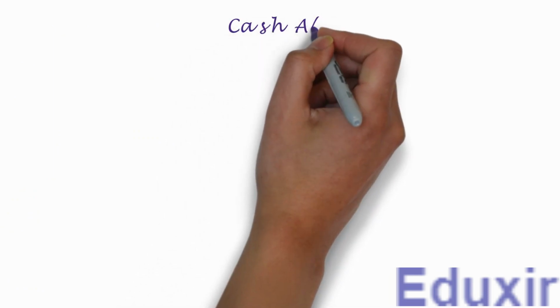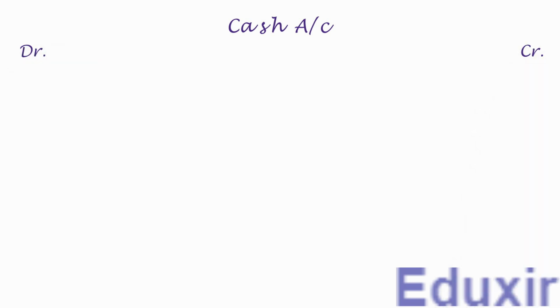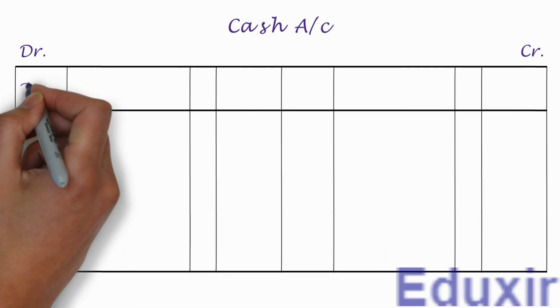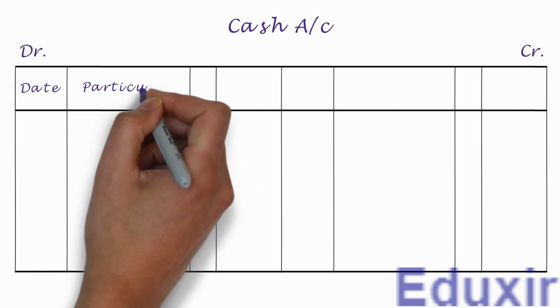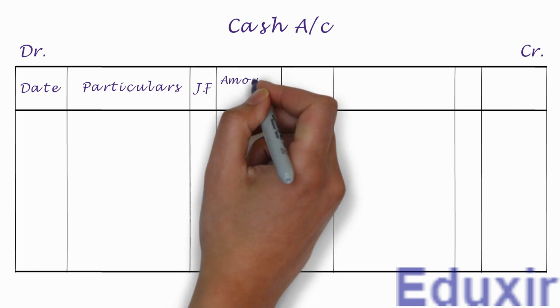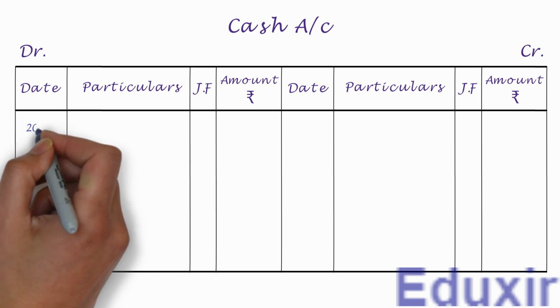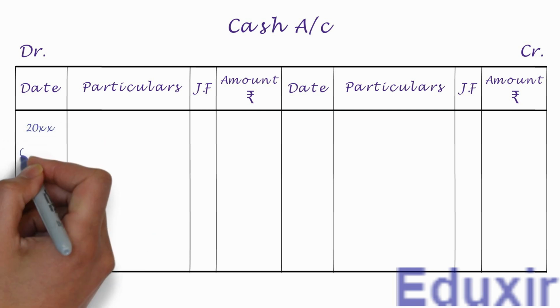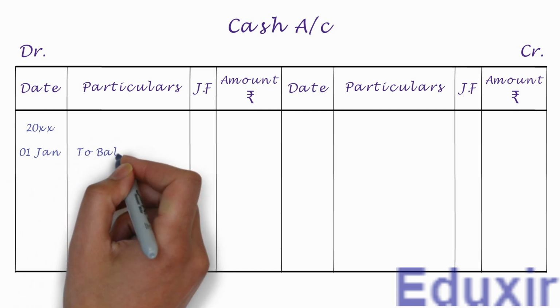Let us first write the title as cash account. Let us then write the headers DR and CR to designate the debit and credit sides respectively. Let us now have the column headings for date, particulars, journal folio, and amount in rupees on the debit side. Let us have the same columns on the credit side also. Now on the debit side, let us first write the year in the date column. Let us now write the date. We need to write To balance brought down into the particulars column.